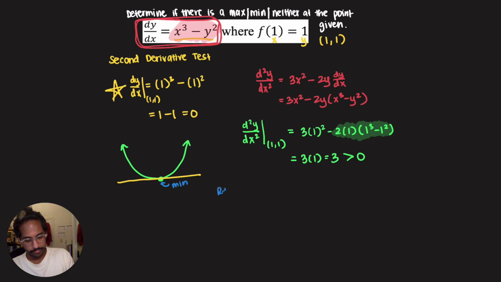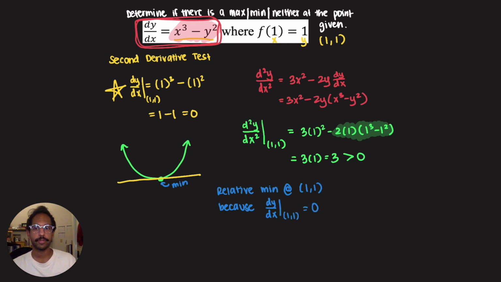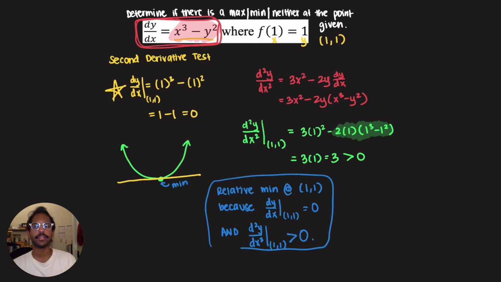We have a relative minimum at the point (1, 1) because, and we have to write this, dy/dx at that point equals 0. That told us that we had an extrema. We knew that there was something happening there, but we needed to figure out what. And the second derivative at that point was greater than 0. Knowing both of these things tells us that we have a relative minimum at that point.